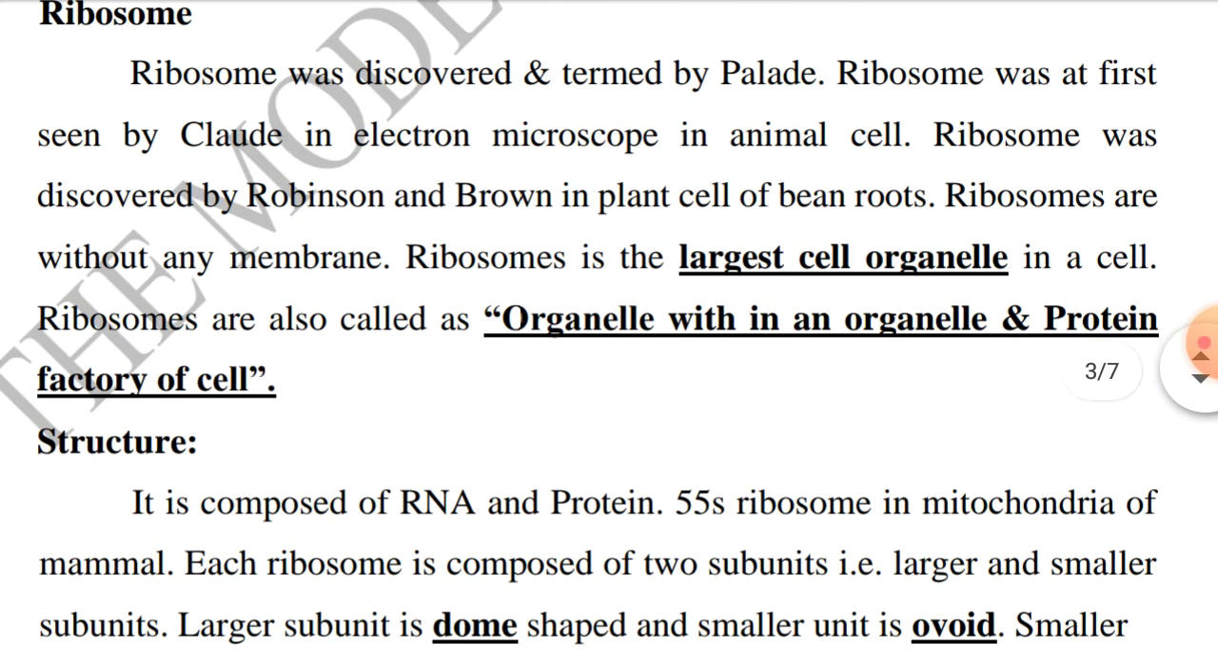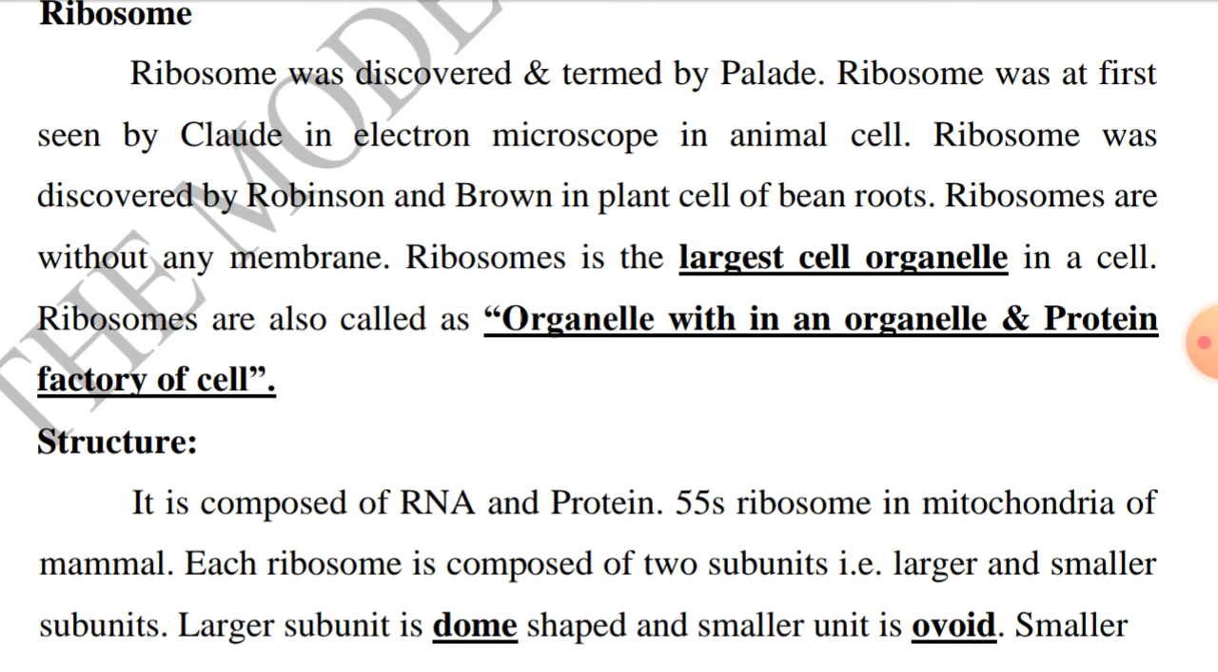Next, ribosome. Ribosome was discovered and termed by Palade. Ribosome was first seen by Claude under the microscope in animal cell. Ribosome was discovered by Robinson and Robert Brown in plant cell of bean roots. Ribosome does not have any membrane. It is the smallest cell organelle in a cell, so it is also known as organelle within an organelle or protein factory of the cell, because it synthesizes protein.